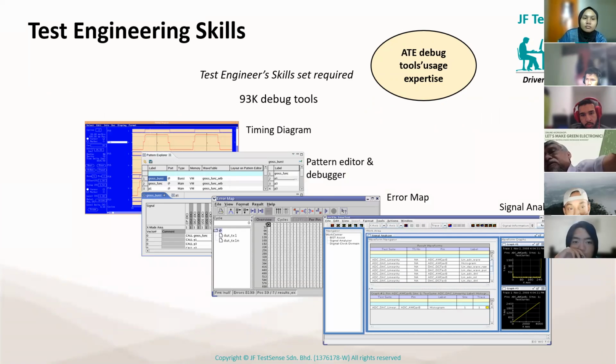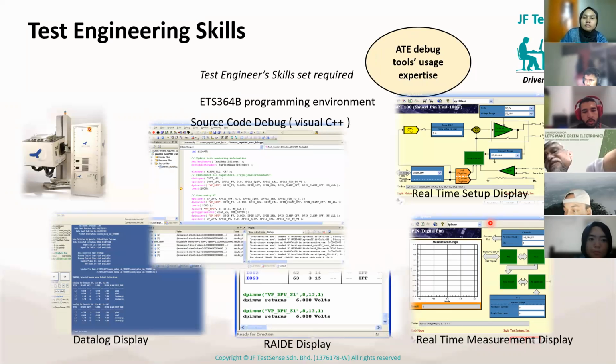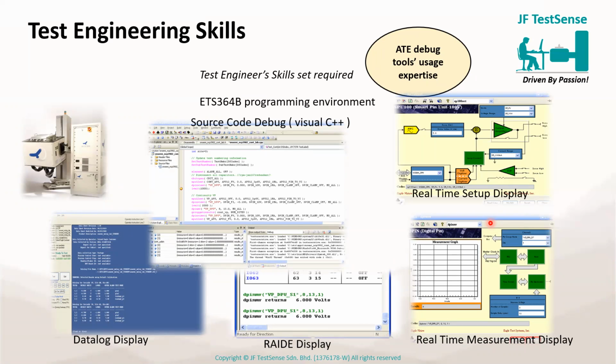When I said debug tools, this is an example of some of the tools that the tester has that you can use. You can debug timing, you can debug failure locations within a pattern, a digital pattern. You can debug the analog signals captured in time domain or frequency domain. Okay, so these are the debug tools usage expertise on the 364.